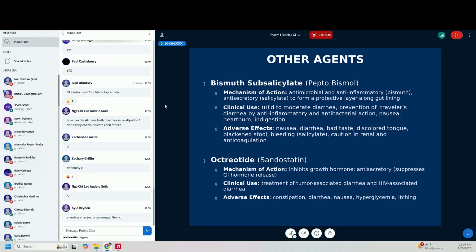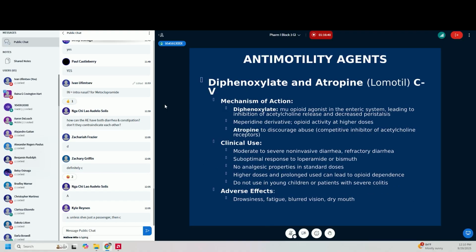All right, it skipped. Diphenoxylate and atropine, Lomotil. This is a controlled medication that we have. Essentially, looking at that atropine and what it does, because we talked about that, it's stopping the acetylcholine release, and it is also a part of this medication to try to help discourage somebody from abusing this medication due to the diphenoxylate portion.